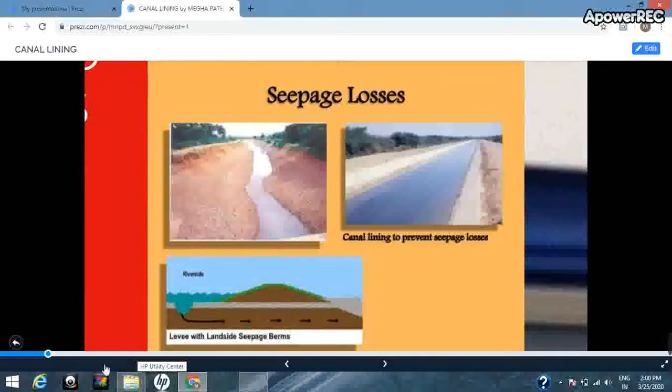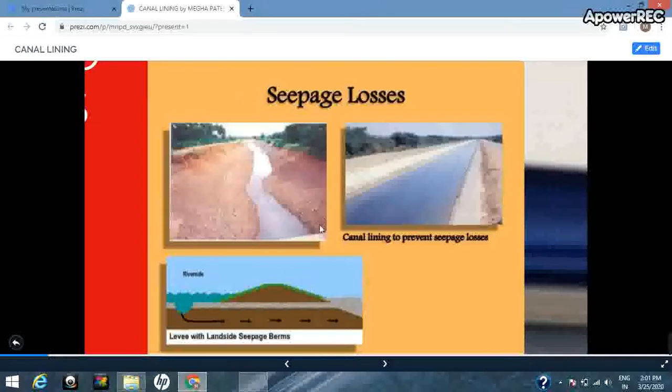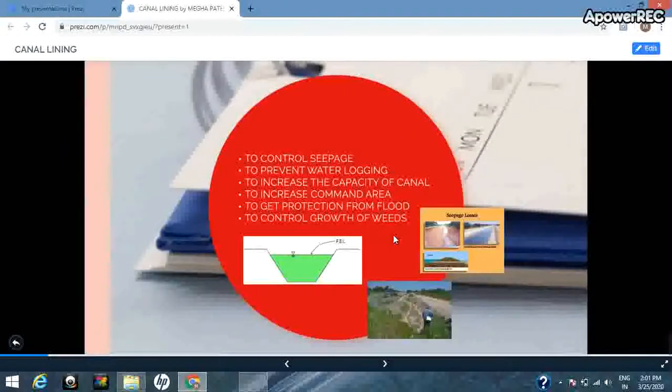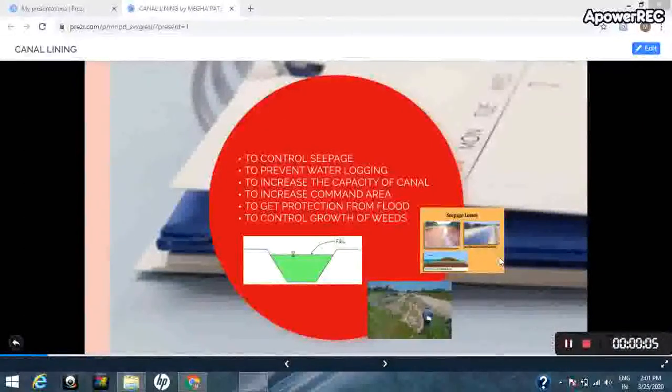You can see the first picture shows the loss due to seepage. This is a diagram showing the flow of water through the canal. And to prevent the seepage loss, we have lined the canal. So the first objective of providing canal lining is to control the seepage. The most important purpose of providing canal lining is to control the seepage.